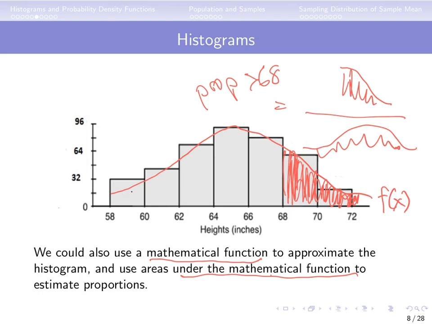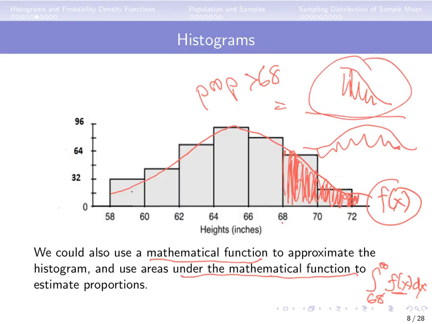The way we go about doing this is that we can simply take an integral. If you recall from your high school days, an integral of this mathematical function from 68 all the way to the maximum value, which is infinity. So that is one way in which we could consider this. This is how we might evaluate the numerator of this proportion, and then divide it by the entire area from negative infinity to infinity. So that's the main thing that we're working with.